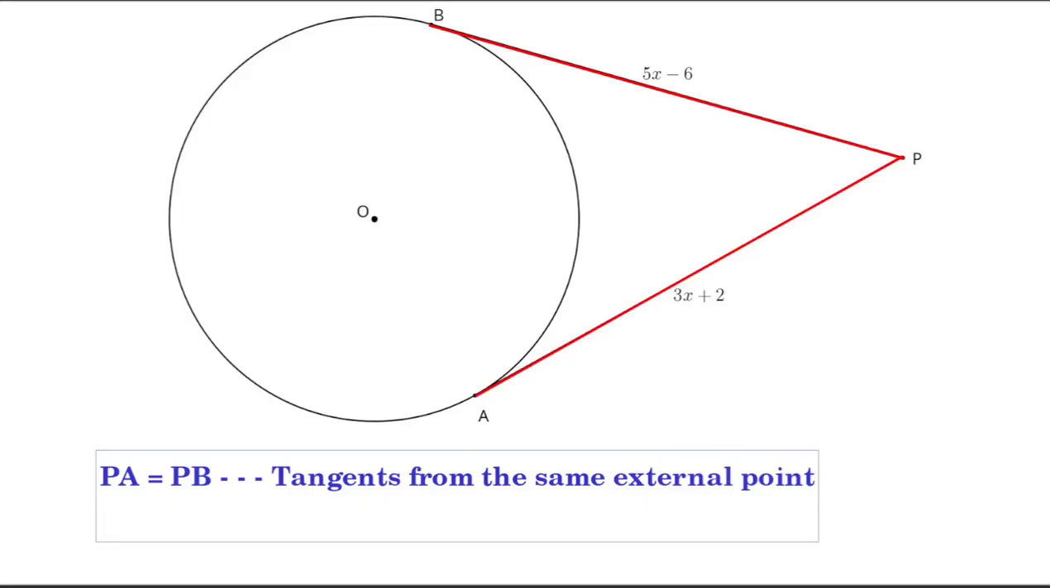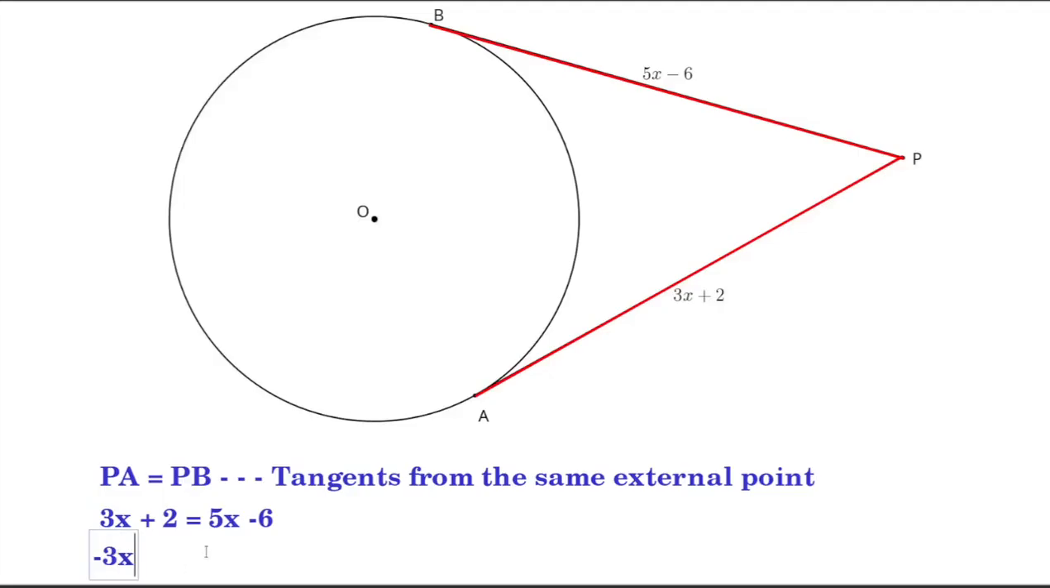Then from there, what's the size of PA? 3x plus 2. It should be equal to the value of PB, which is 5x minus 6. And then from there, let's solve for x. So to solve for x, let's take this 3x to the other side. Or in other terms, let's subtract 3x on both sides of the equation.